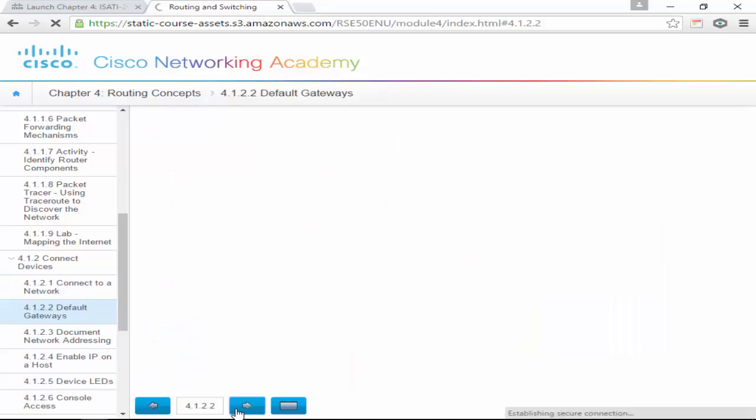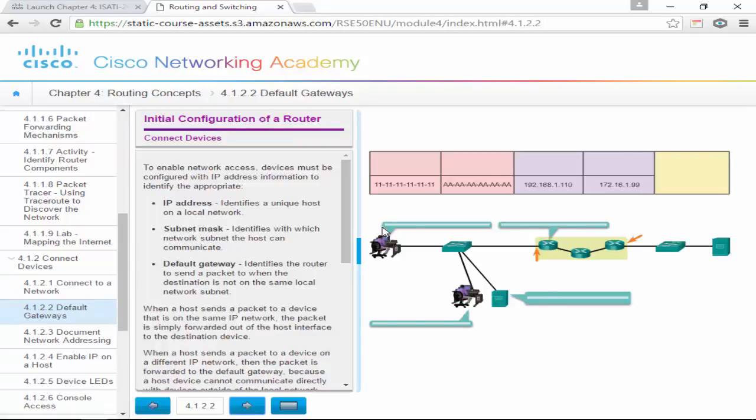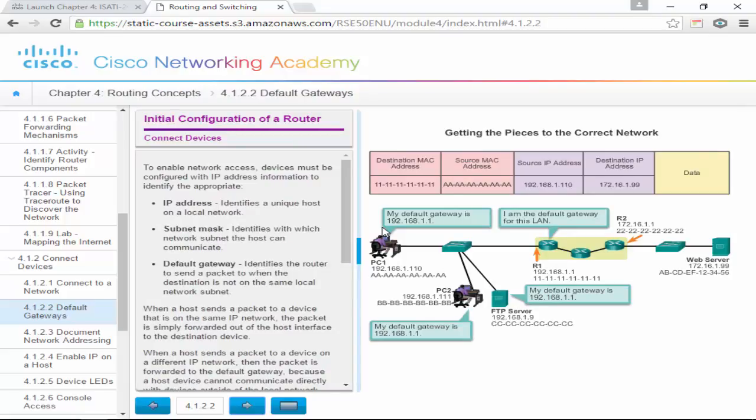Alright, so routers are the default gateways, and I know everybody remembers the default gateway is how we get out of our network. And so our default gateway is always in the network, and it's usually a router. At some point it becomes a router.